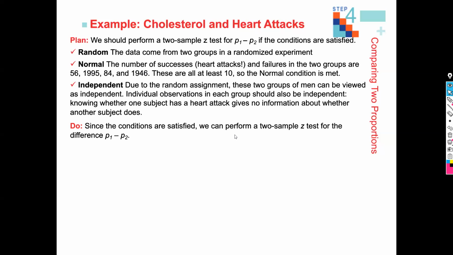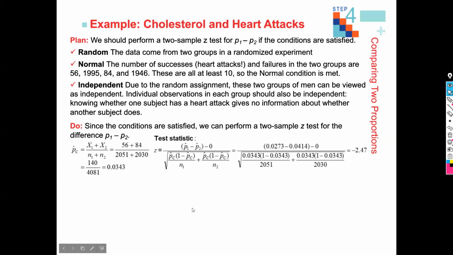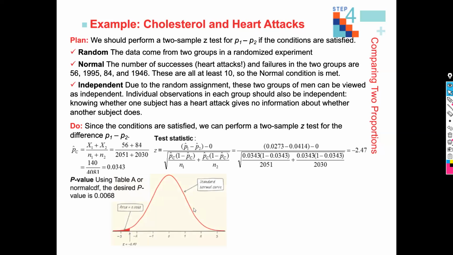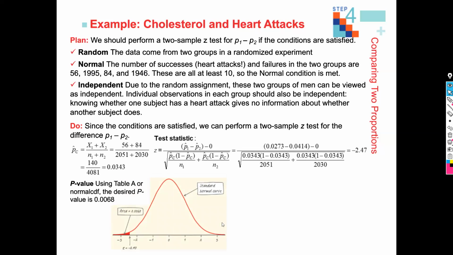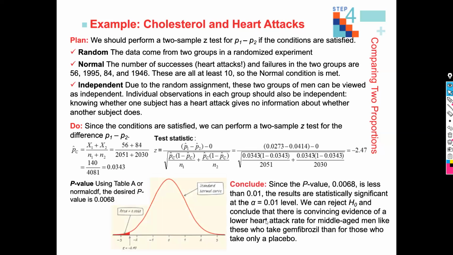Here comes our 2 proportion z-test. That's what our pooled proportion should be. Negative 2.47 should be your z-score, which means the p-value is 0.0068. So we're going to reject our null hypothesis. There is enough evidence of a lower heart attack rate for people who took the drug than for people who took the placebo.